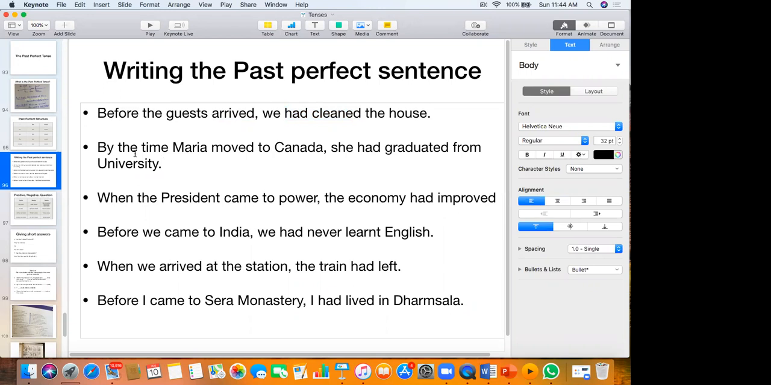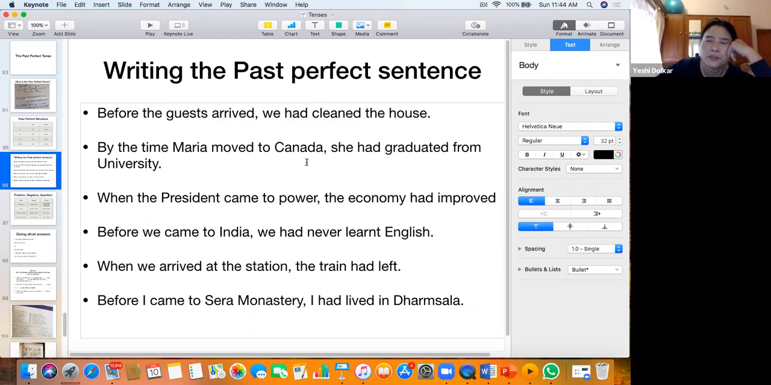Now, here's another example. By the time Maria moved to Canada, she had graduated from the university. So by the time Maria moved to Canada, she had graduated. See, this happened before she came to Canada. All right. Okay, see? Moved is a simple action. Then graduated is the earlier one, so had graduated.